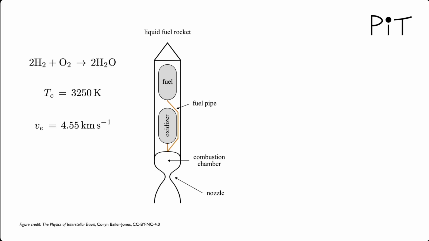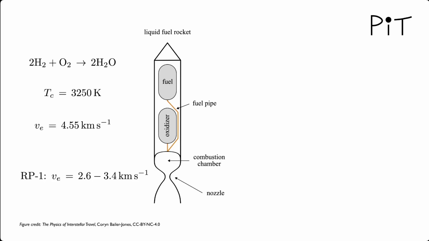Other liquid fuels are available instead of hydrogen, such as RP1, a form of kerosene. This produces heavier exhaust products and so gives lower exhaust velocities in a range of 2.6 to 3.4 kilometers per second. But these heavier propellants are useful for producing large thrusts. As RP1 is liquid at room temperature, it's easier and cheaper to handle than liquid hydrogen.